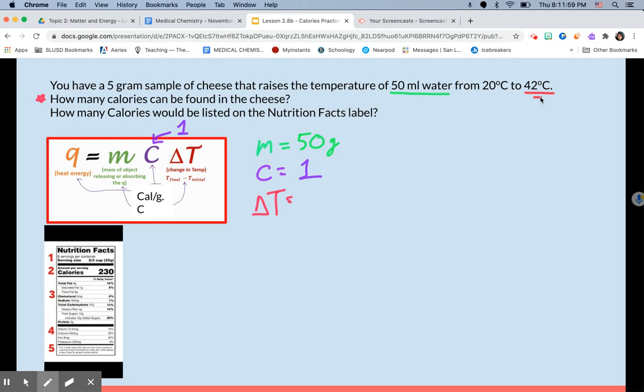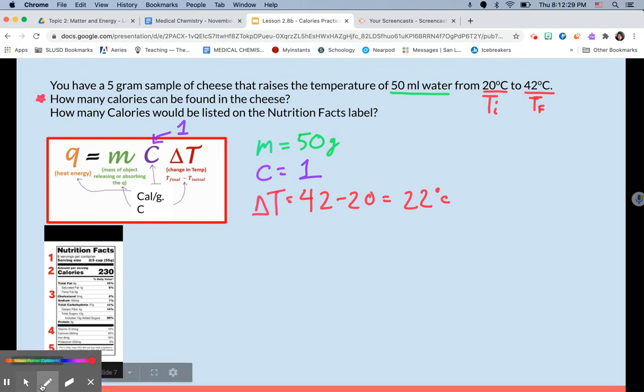So here is my final temperature. I'm just going to write TF. And my starting temperature or initial temperature is going to be 20 degrees. Right? And to find my change in temperature, remember it's the final temperature subtracted with the initial temperature. So that's going to be 42 minus 20, which will give me 22 degrees Celsius. So again, now that I have all these variables, I'm just going to add it to my calculator.